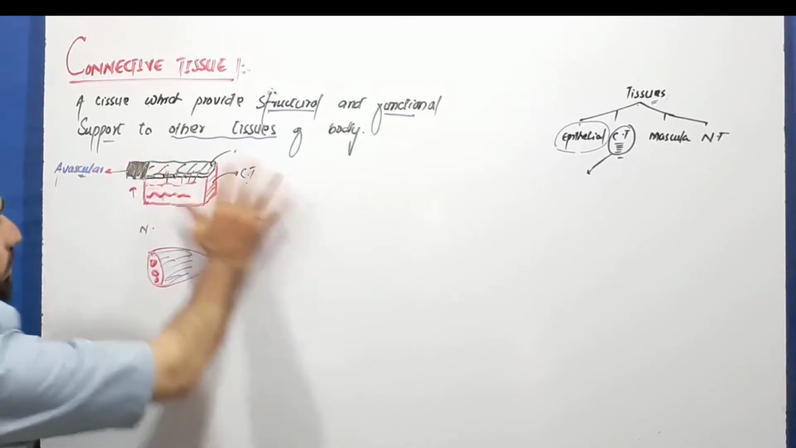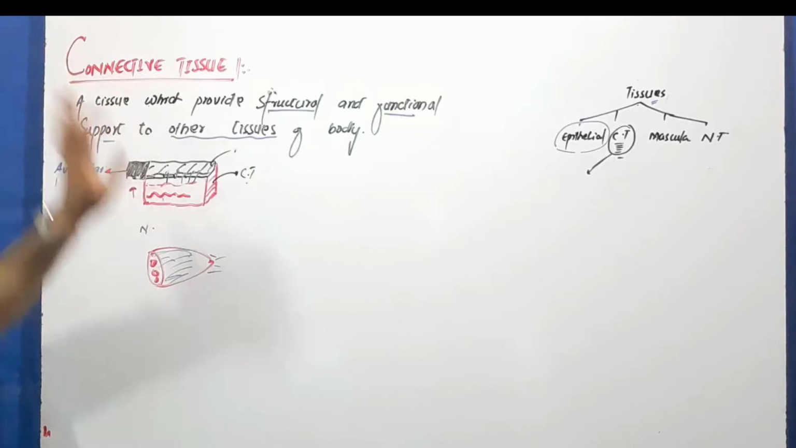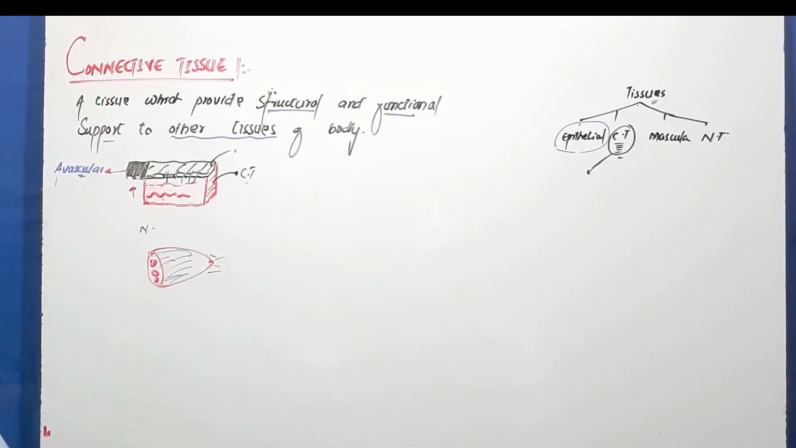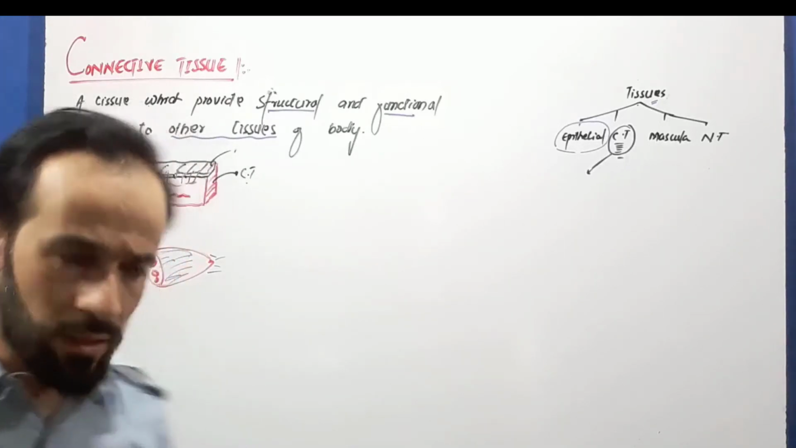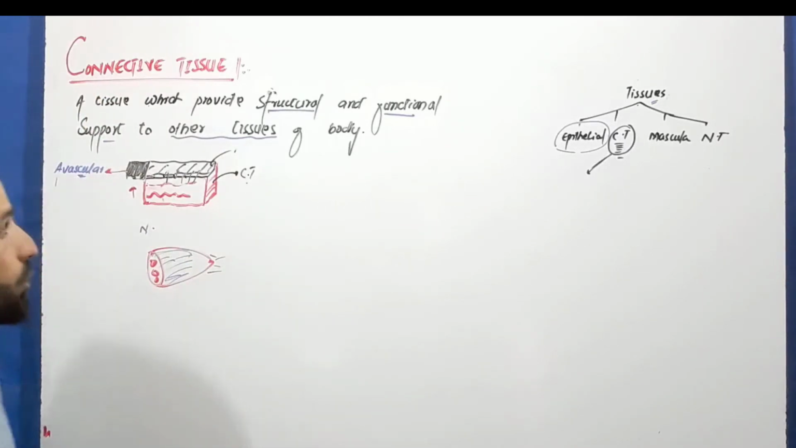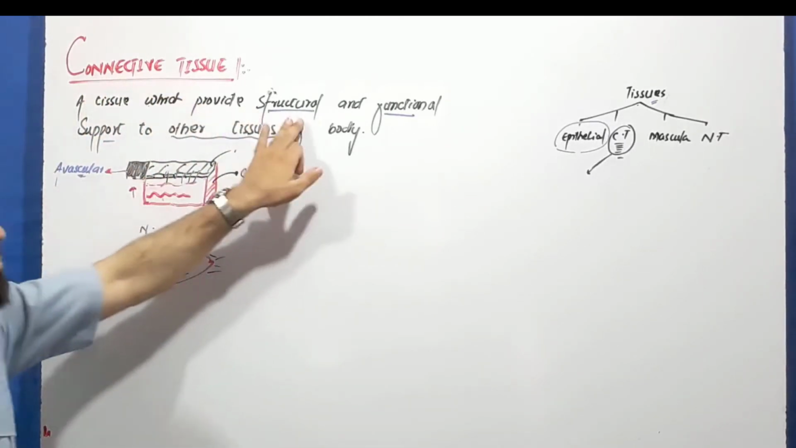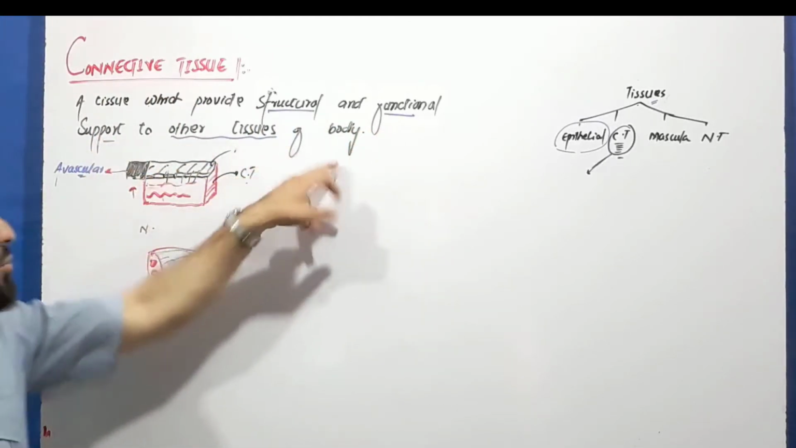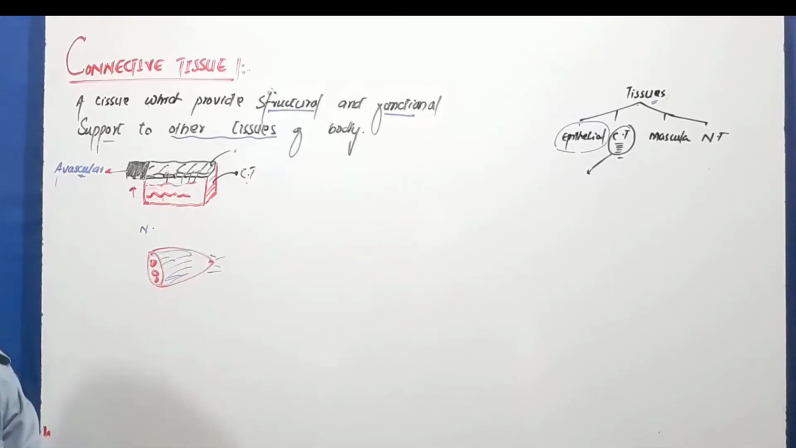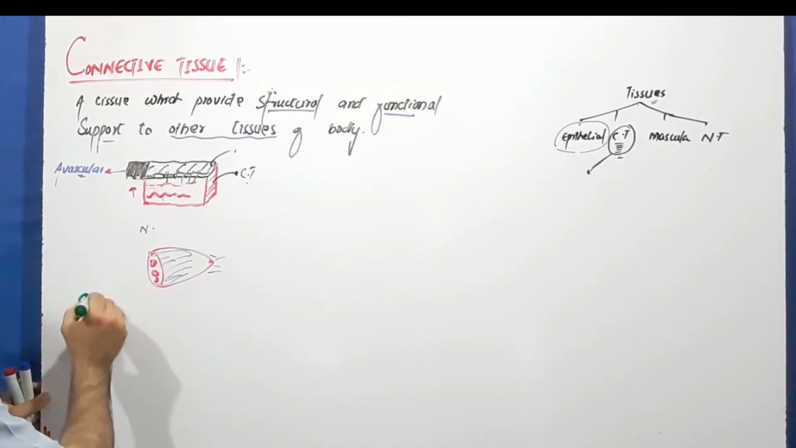Right, friends? So everywhere in your body where there is epithelial tissue, nervous tissue, or muscular tissue, there must be connective tissue present in that area. So we say connective tissue is not a tissue which connects different substances. No, connective tissue is a tissue which provides structural and functional support to other tissues of the body. So in our whole body, we have connective tissue everywhere. Good.